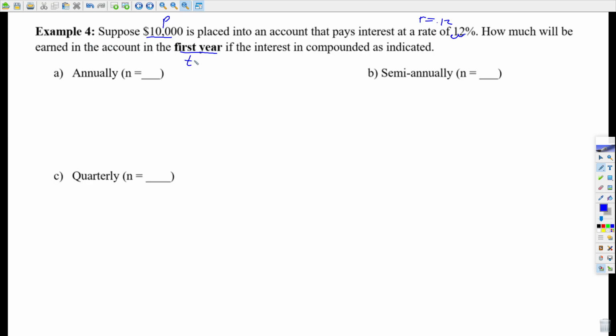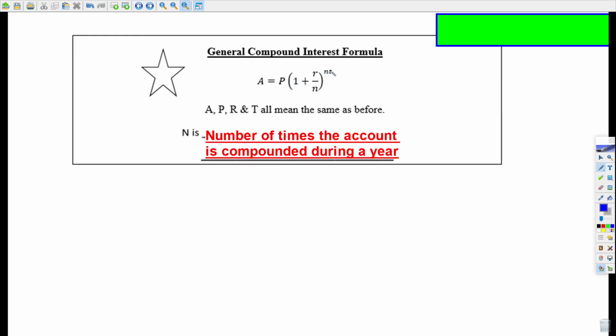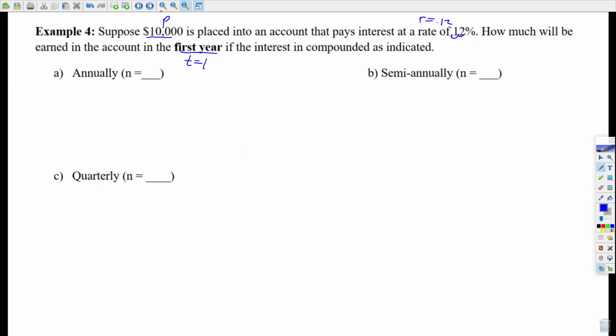How much will be in the account after the first year? So our T value is going to be 1. So that takes care of everything over this side except for N. And that's what we're going to change. We're going to put an N value in here and then get the A value out. So annually, if something happens annually, it happens one time in that year. Let's go ahead and fill these ones out first. Semi-annually means it happens 2 times a year. There might be some sales that you've seen from different stores. They do semi-annual sales. That means it happens twice in a year.